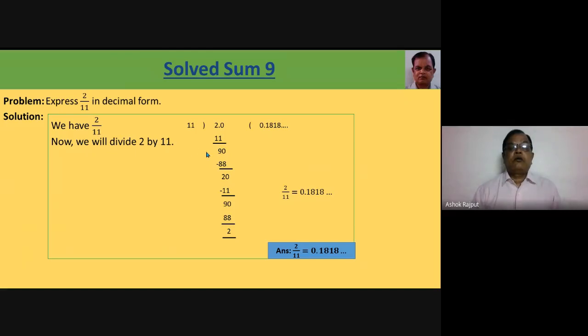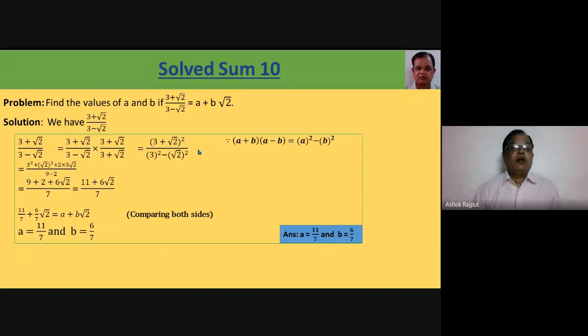So I have explained this one, I hope you have understood. So we are going to the next sum and will explain it also. Here, find the value of a and b if 3 plus root 2 by 3 minus root 2 equals a plus b root 2. We are seeing here both sides are equal. It is given in the question. But my problem is this: it is given and we want to find the value of a and b. So first, what will we do?